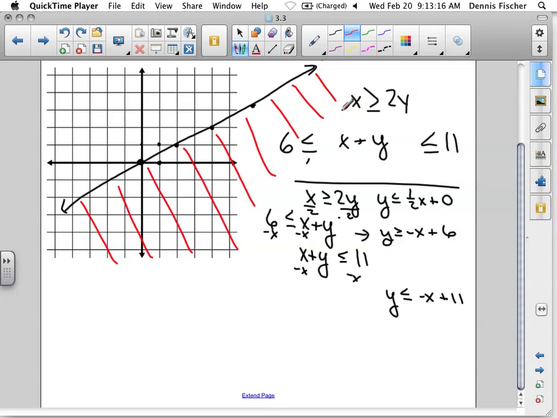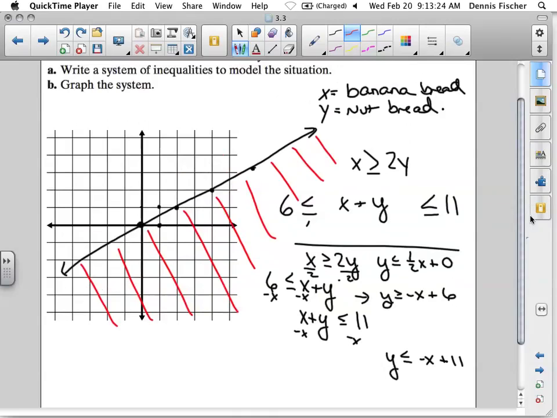Let's go with this one. Where do I start? 6. What's my slope? -1 over 1. So I'm going to start at 6. My graph is very small, so my 6 is going to be here. Down 1 over 1. And it's going to be a solid line again, right? Started at 6 and went down 1 over 1, right?